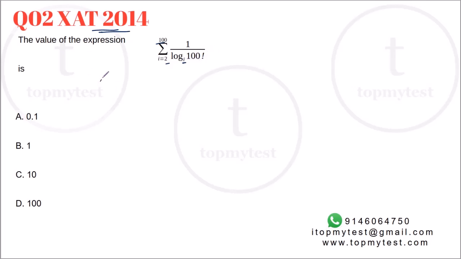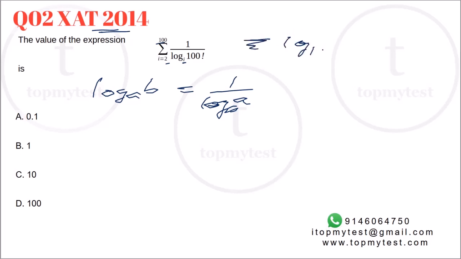Now, we also know that log of b to the base a is the inverse of log of a to the base b. So if I use this concept, this is the same as saying summation of log to the base 100 factorial of i, where i is from 2 to 100. So you need to do this summation. Let's see what this will look like.